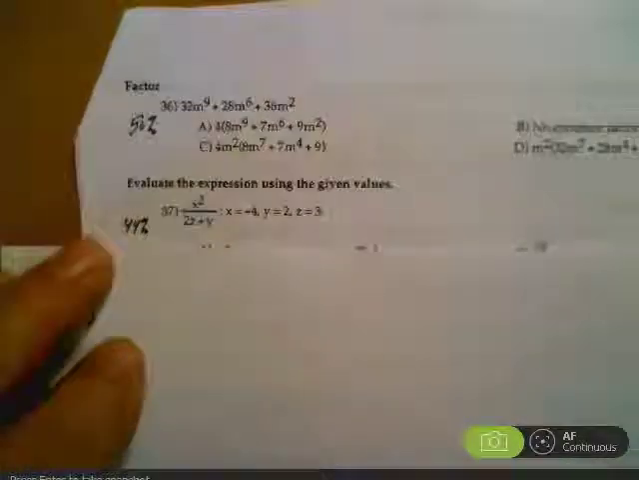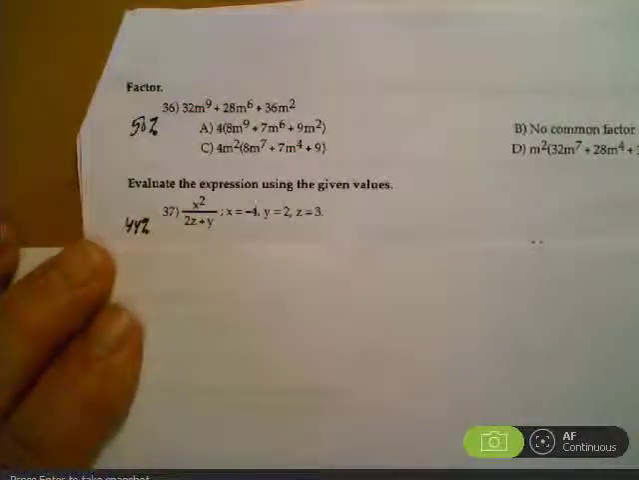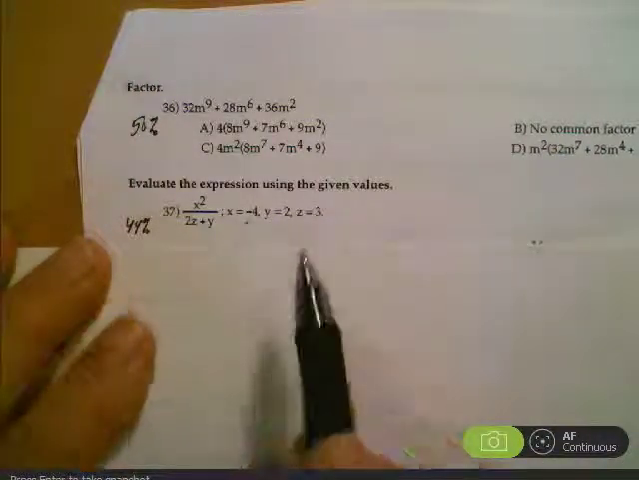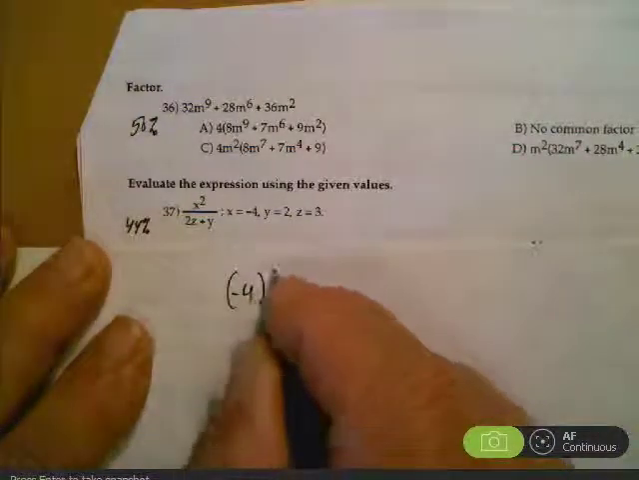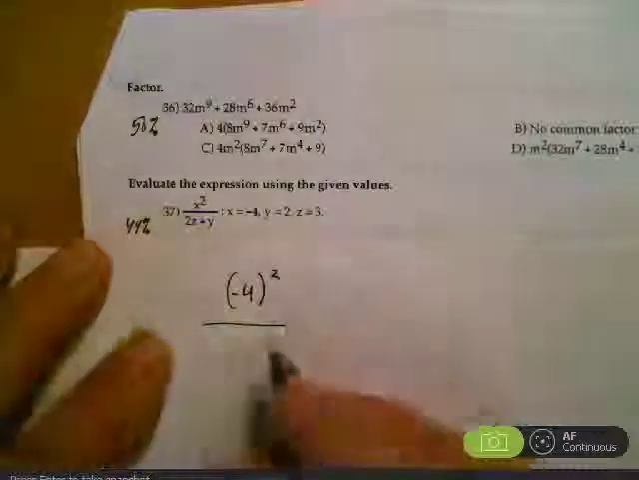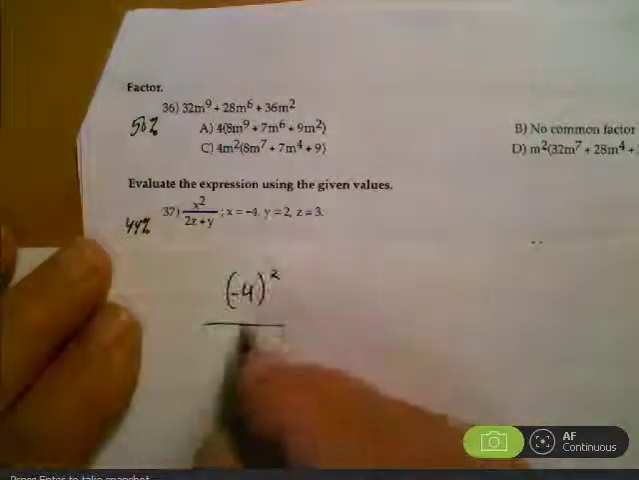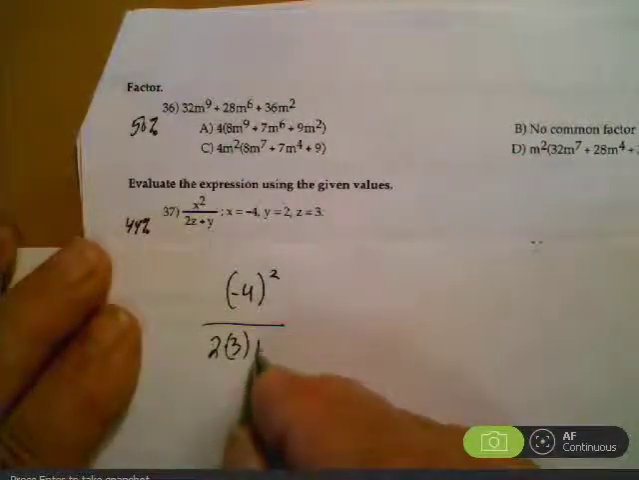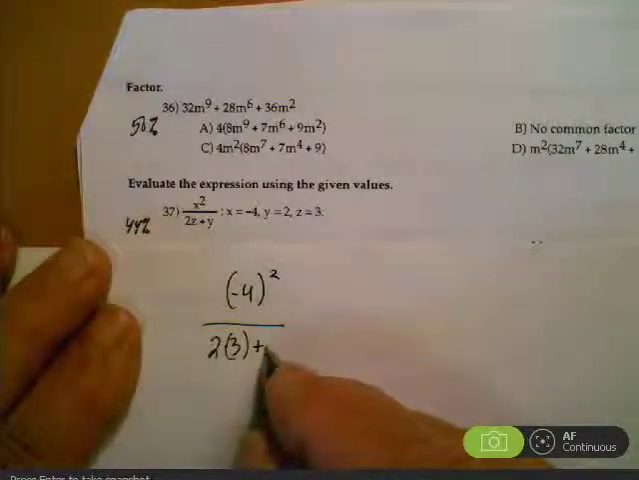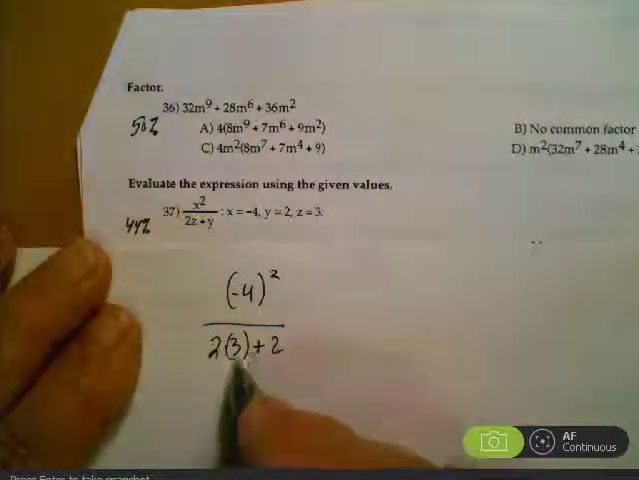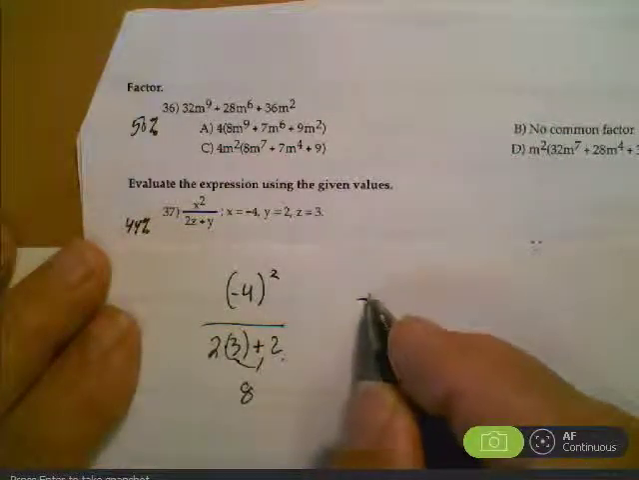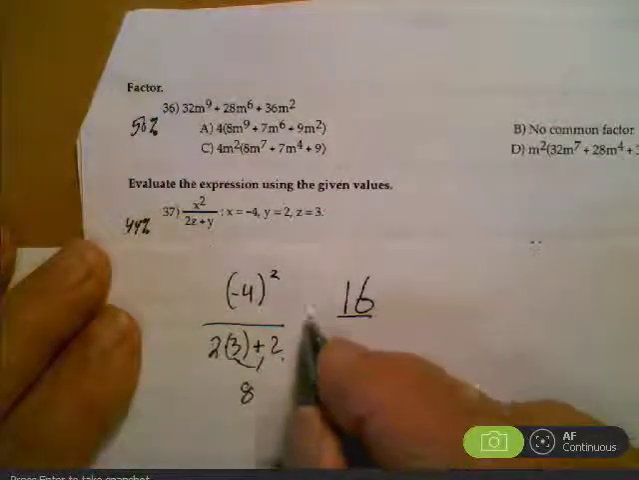Next problem. Again, we have a situation where we're looking at something, evaluate. We're supposed to put these numbers in, noting that only a 4 is negative, so it's negative 4 being squared. The bottom, when I look, I see that z is 3. 2 times 3 plus y is 2. 2 times 3 plus 2, that's 6 plus 2, that's 8. Minus 4 is positive 16 over 8.